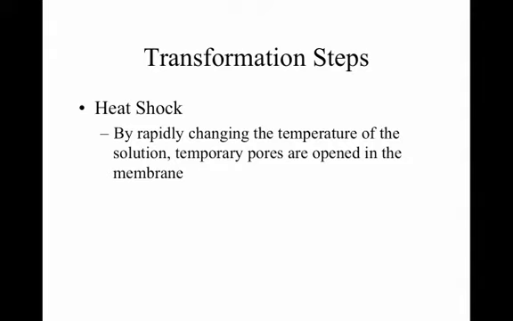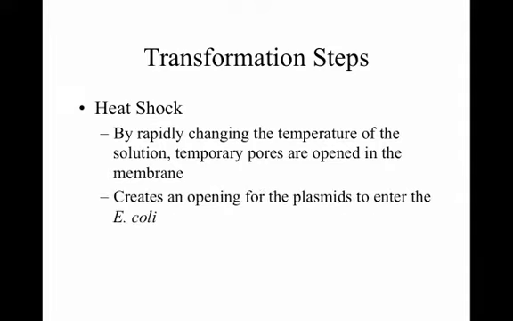You're first going to put the bacteria and the plasmids in a really, really cold temperature, in ice. And then all of a sudden, you're going to heat shock them. You're going to put them in a really warm bath. By rapidly changing the temperature of the solution, temporary pores or holes open up in your cell membrane. And when that happens, that provides the door, the opening for those plasmids, if they're nearby, to slip into the E. coli and essentially now be transformed.